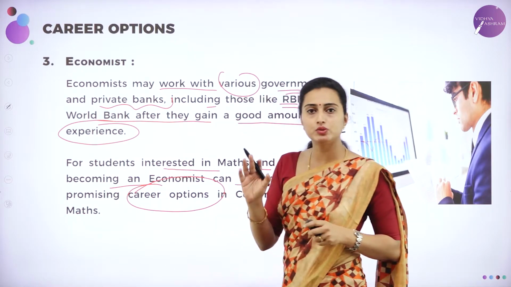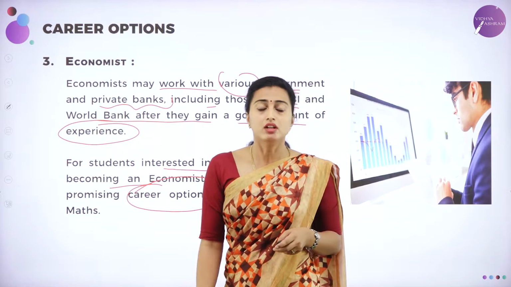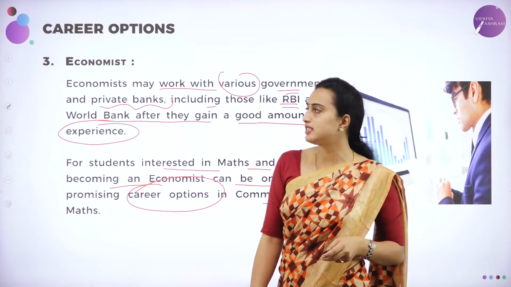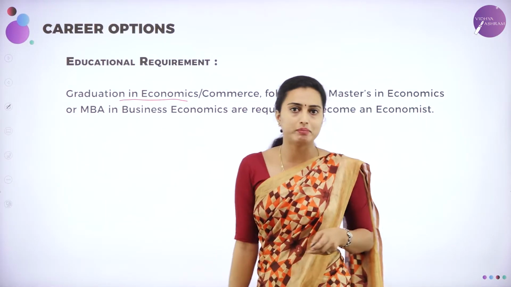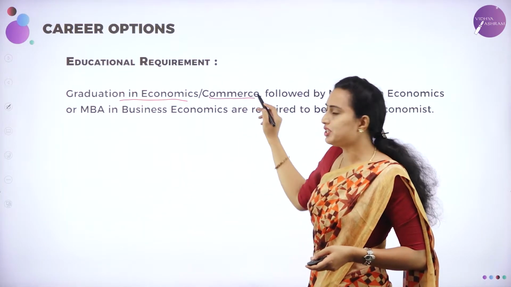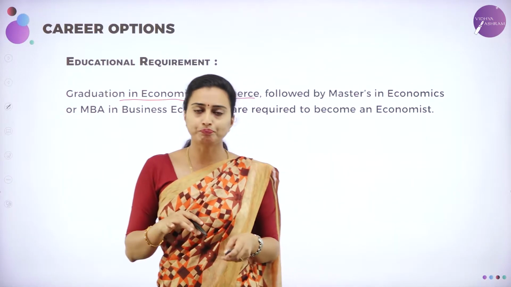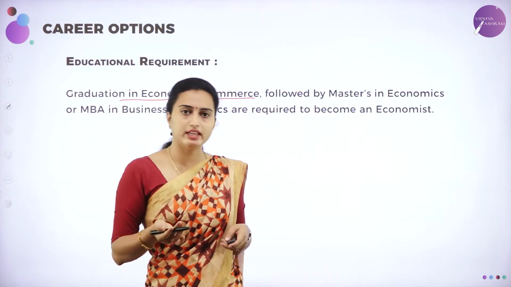You are going to have a very good career with commerce along with mathematics. So what are the educational requirements to become an economist? Let us see now. The educational requirement is graduation in economics. That means you take a degree in economics. Those who have graduation with economics can also choose this economist course or pass the examination.